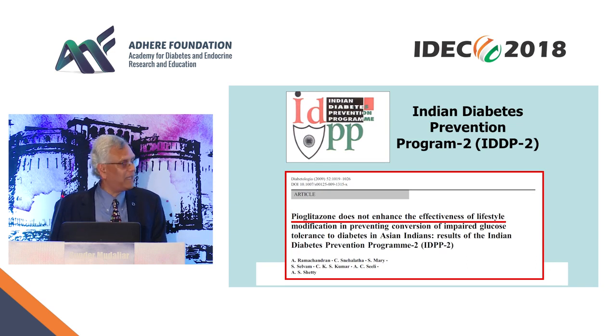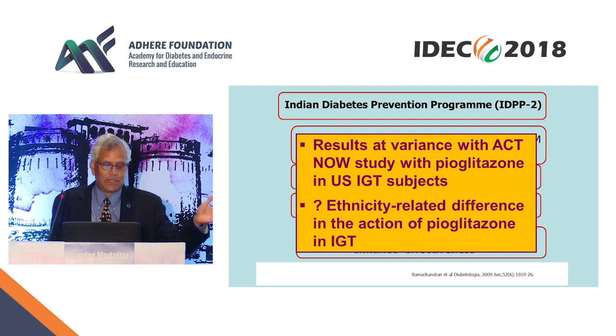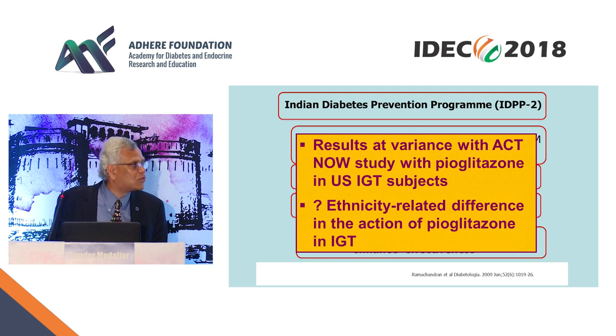Ramachandran also did the IDPP-2, which was pioglitazone. Pioglitazone did not enhance lifestyle modifications. And if you looked at the primary outcome, lifestyle and placebo, 31% went on to get diabetes. You added pioglitazone, it did not work over and above that. Why this happened, we don't know. If it is, we have different ethnic, it's possible, and we need to look at it.